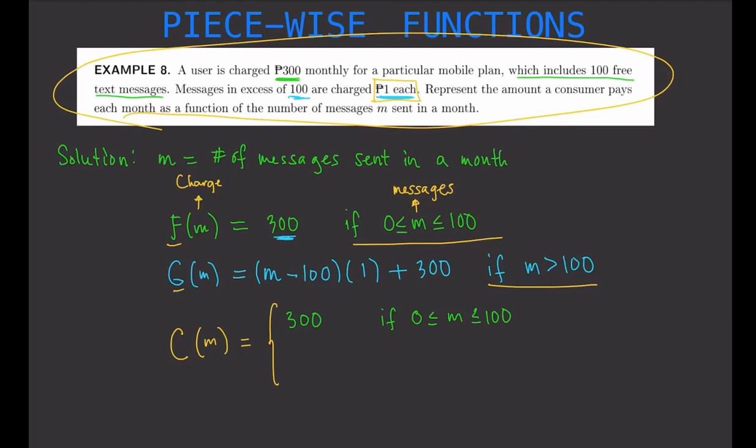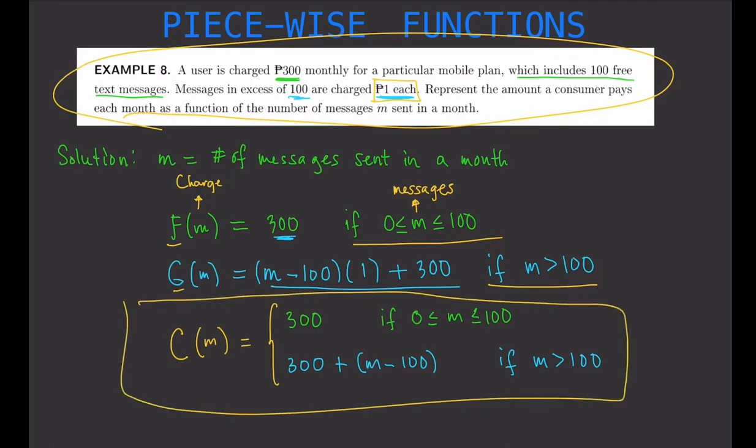And let's simplify this one. I'm going to write 300 first. That would be 300 plus m minus 100 times 1, which is m minus 100. And that is true if m is greater than 100. So that is your piecewise function. This is the function that describes the problem in example 8.